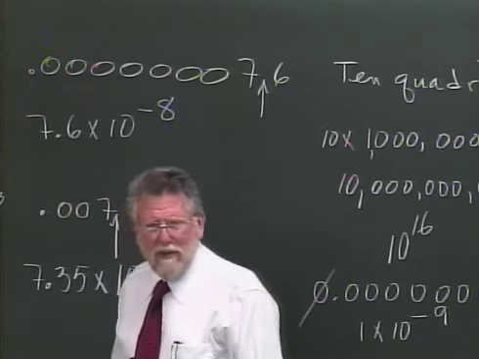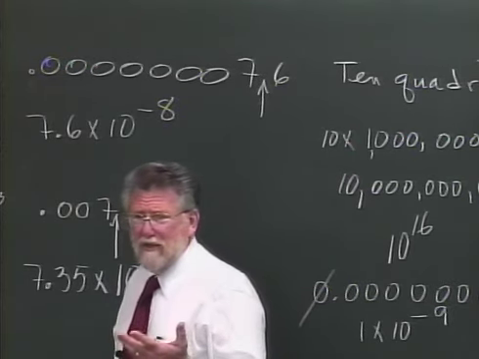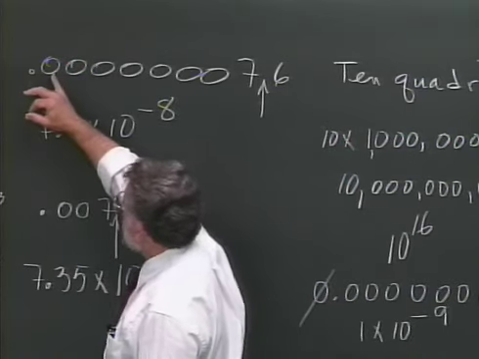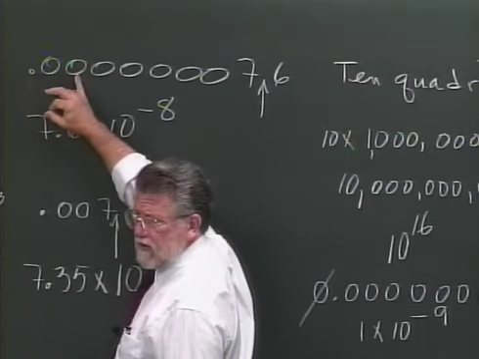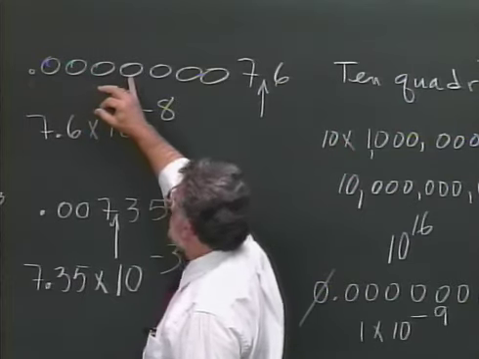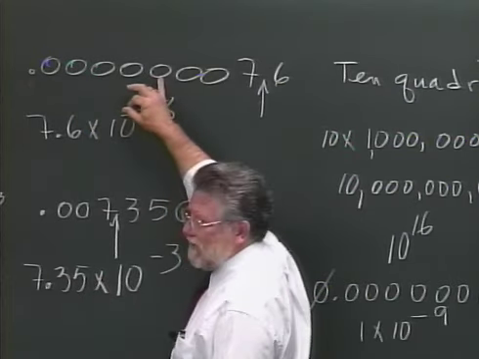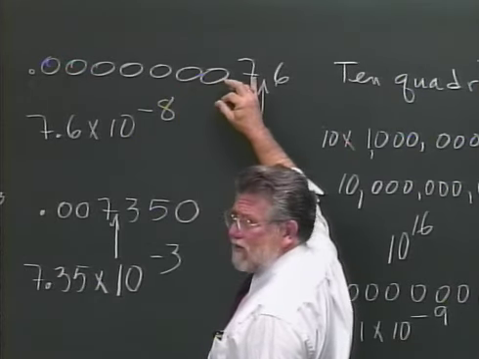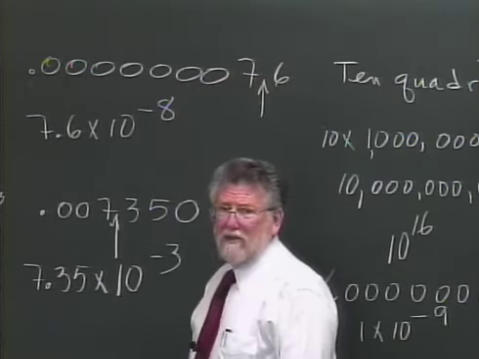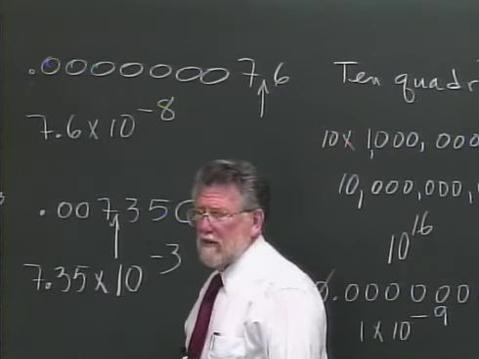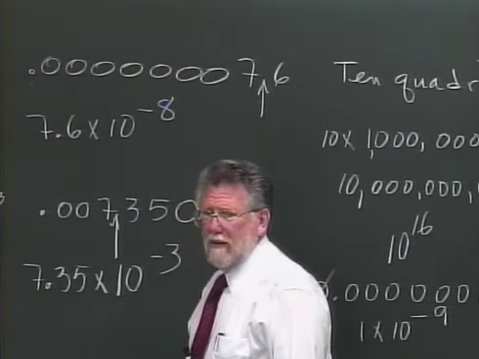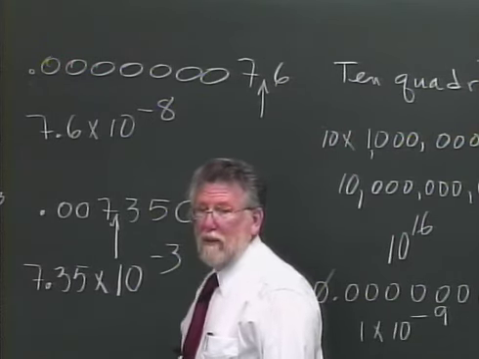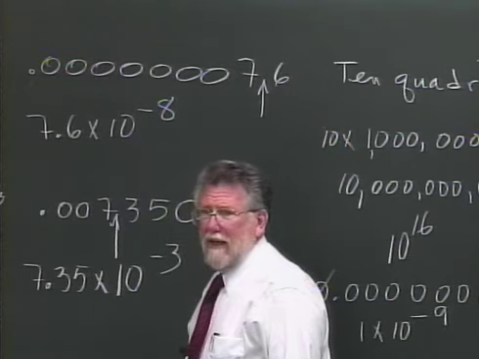This is not so easy with small numbers, and I don't push you on this in the unit, but it's what we did in our review earlier. Tenths, hundredths, thousandths, 10,000ths, 100,000ths, millionths, 10 millionths, 100 millionths, billionths. So I have 76 billionths. It's a small number, not a lot. Okay?